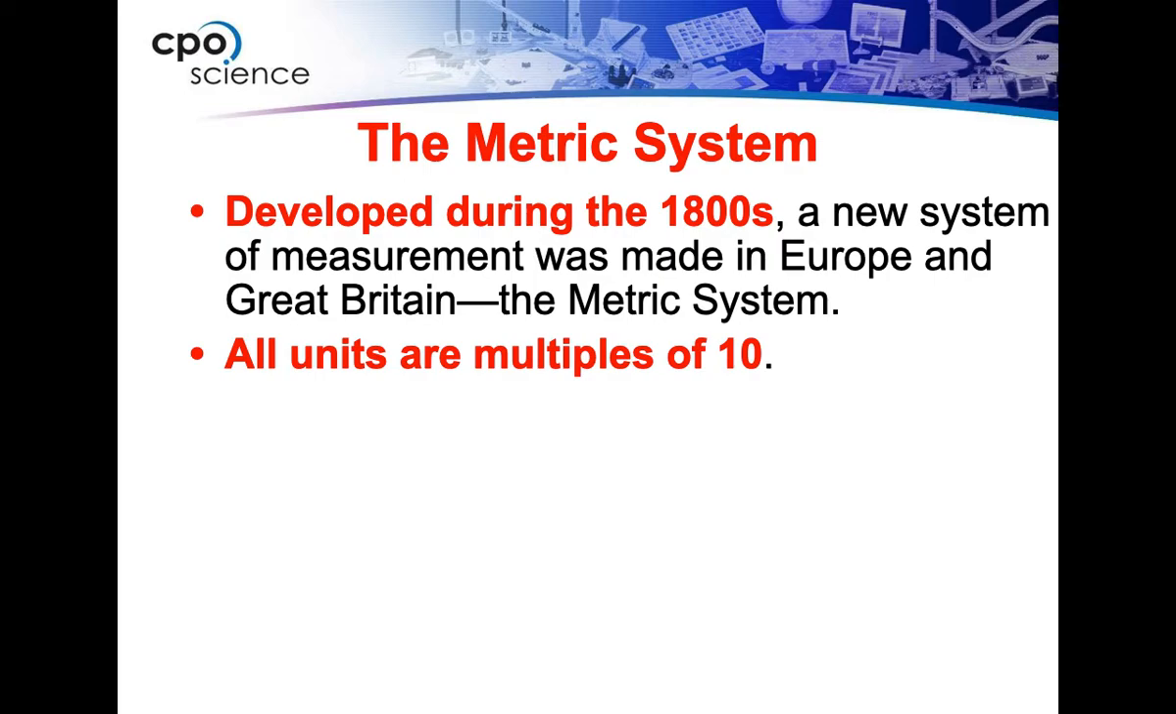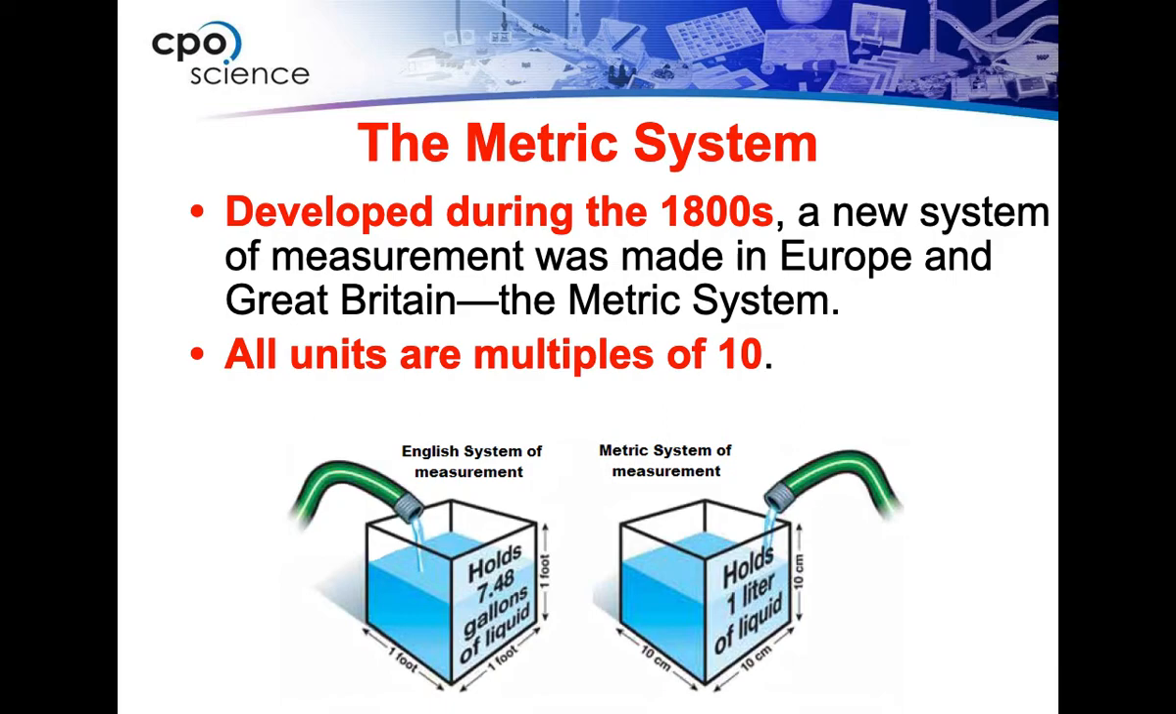Now, why is it so easy? The fact that I have on the screen here is really why. All units are multiples of 10. Every unit is a multiple of 10. When you think about our measurements, let's just go with the foot again, 12 inches in a foot, right? How many feet are in a mile? 5,280 feet are in a mile. Weird numbers to remember, right? Not in the metric system. So in the metric system, everything is based on multiples of 10.